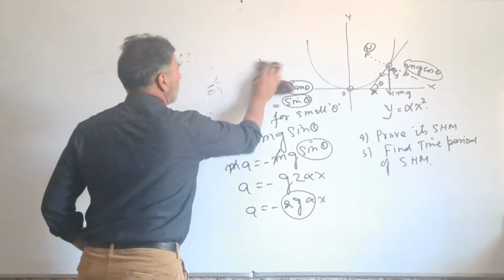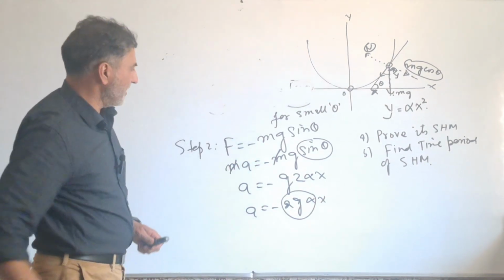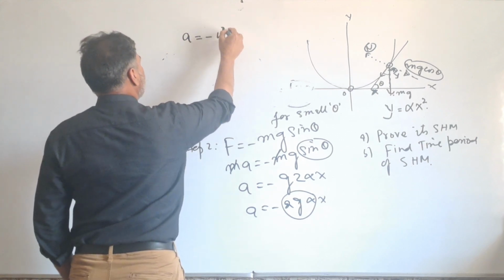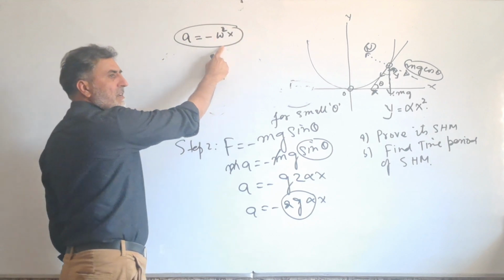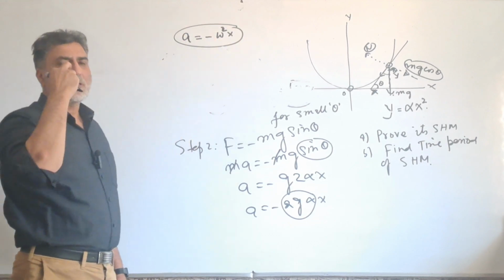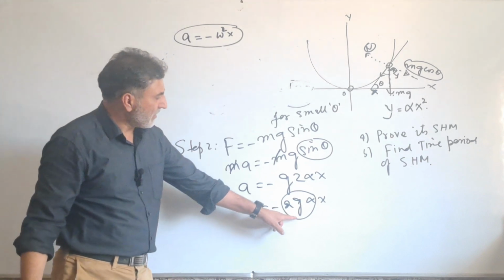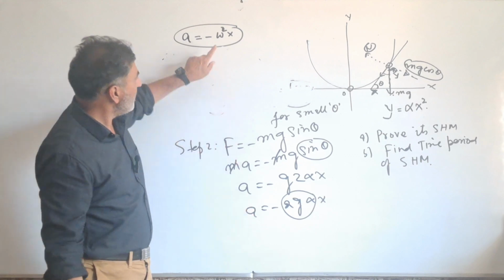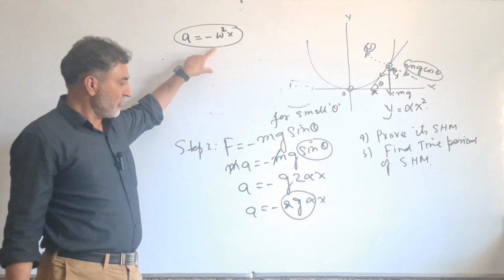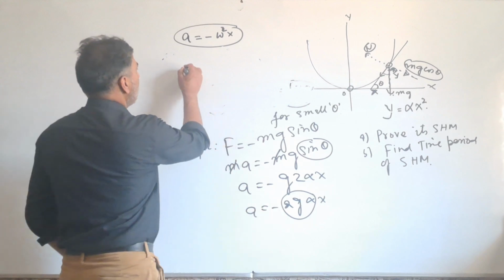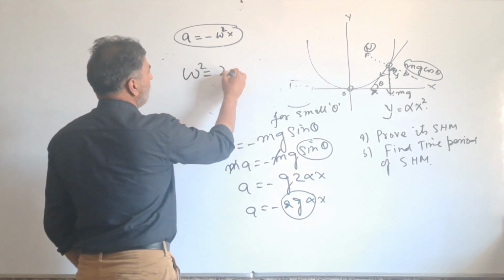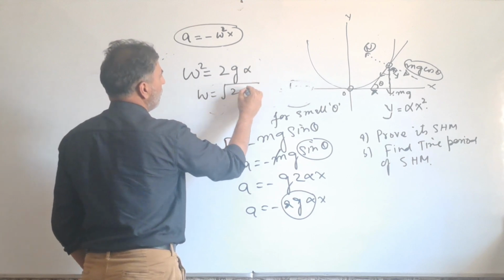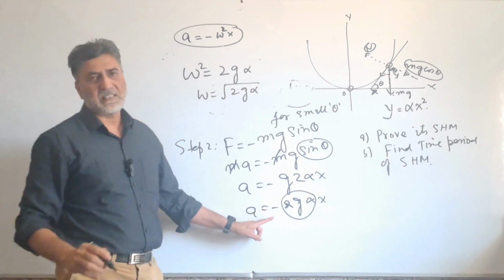You have simple harmonic motion equations. One of the equations is a is equal to minus omega square x. Wherever you find an equation in such standard form, that means the particle oscillates back and forth simple harmonically. This equation means the bead oscillates back and forth simple harmonically because it resembles the basic fundamental equation of simple harmonic motion. So omega square should be equal to 2g alpha, and omega is equal to root of 2g alpha. First of all, we have proved that it is simple harmonic motion.